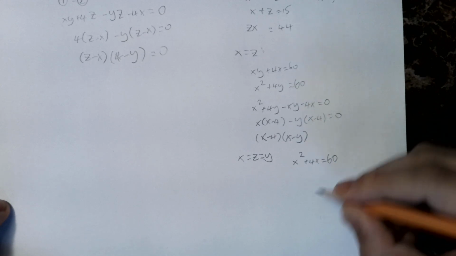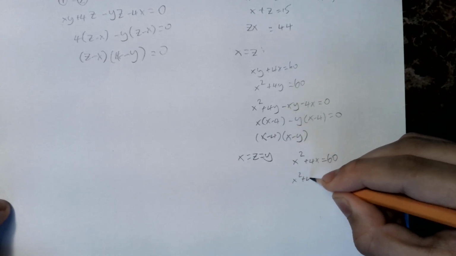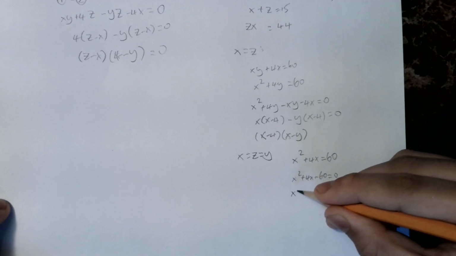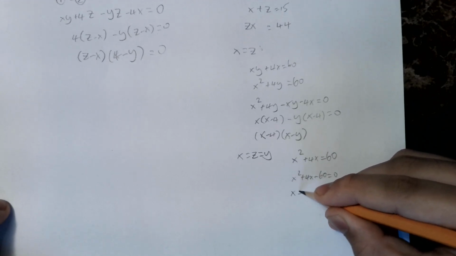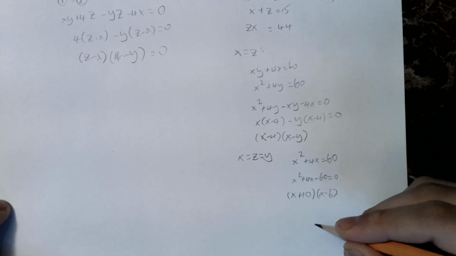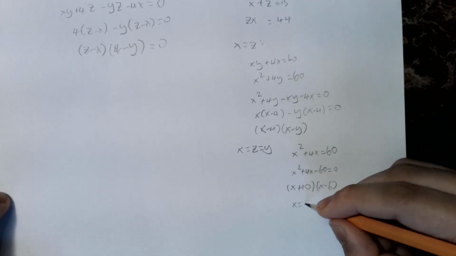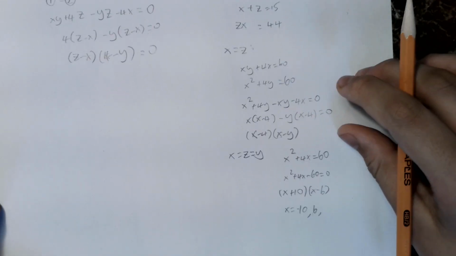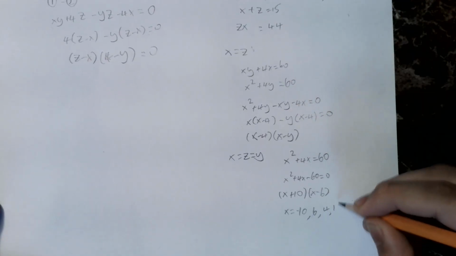We move the 60 to this side. So x squared plus 4x minus 60 equals 0. We factor this, so we get that (x plus 10)(x minus 6). So from this, we get that x is equal to negative 10, 6, and from above here, 4 and 11.